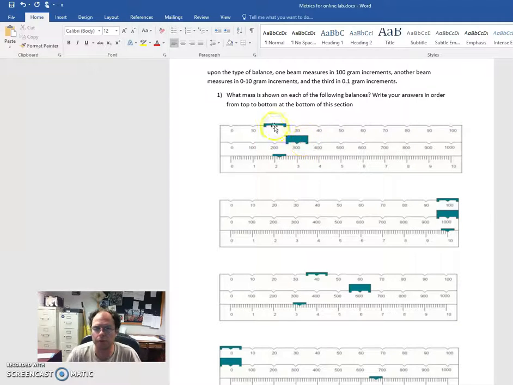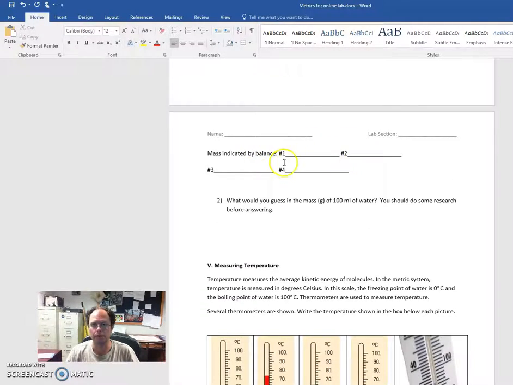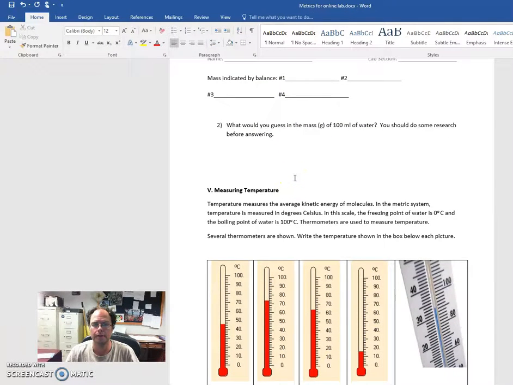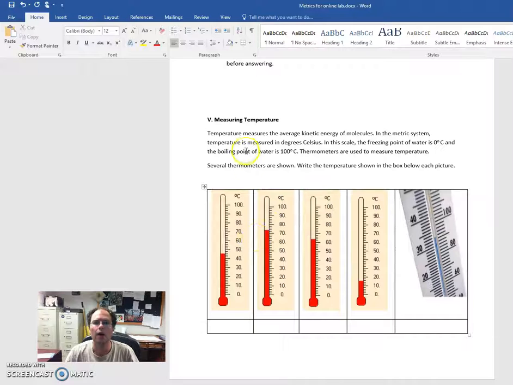So on this first one, we've got the three beams. One beam's reading 300, the other beam's reading 20, the other beam's reading 2.2. So we add all those up, and that's 322.2, the mass of the object that made balance when the beams were set like that. All right, so you just fill those out, you write them in here, and then do some research on this question about the water, figure out what the density of water is. And then temperature, there's some helpful videos in the lab folder about Kelvin and Celsius, but you don't really have to watch them, but you should.